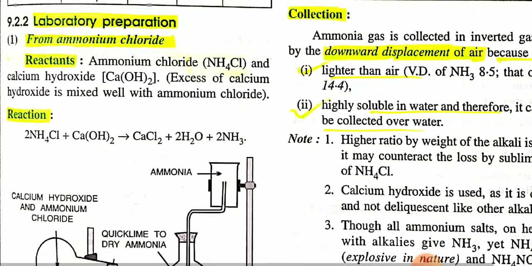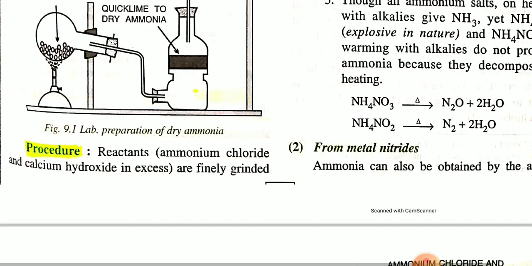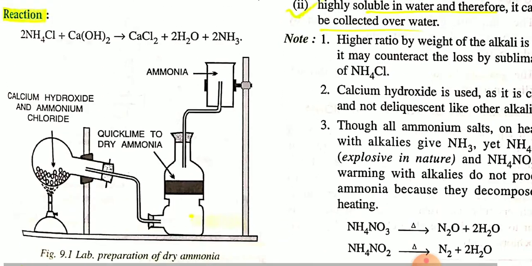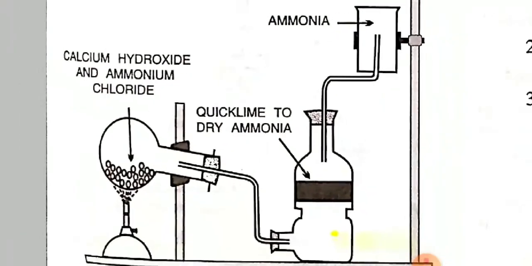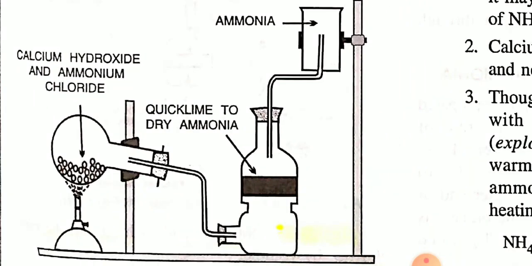The reaction is given. The procedure is not required. You have to heat a mixture of calcium hydroxide and ammonium chloride, and you will get ammonia gas.